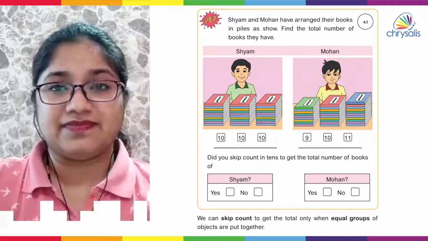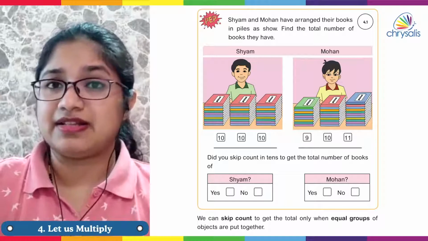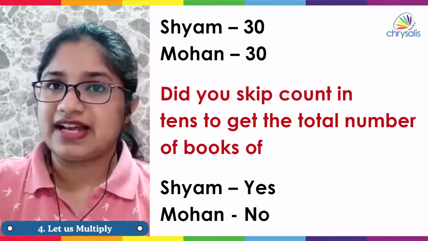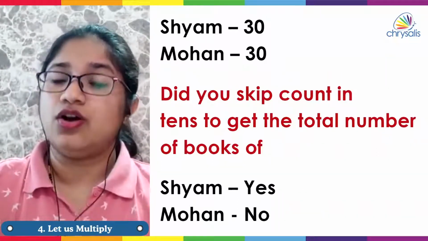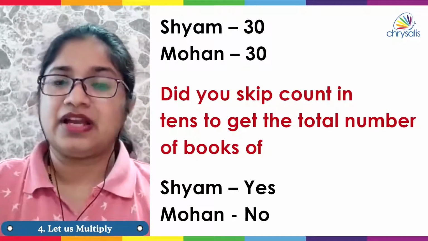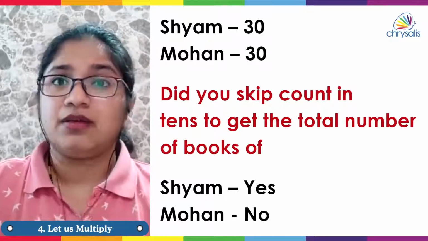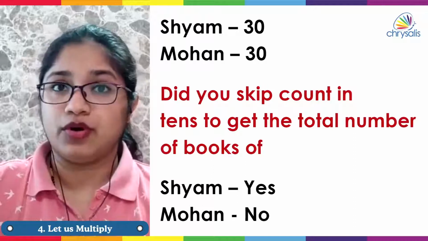Welcome back students. I am sure you completed the activity. Did you get the same answer as shown in the screen? Great. From the activity, we can see that we can skip count to get the total only when equal groups of objects are put together. We were able to skip count to find the total number of books for Shyam, but we could not skip count to find the total number of books for Mohan.